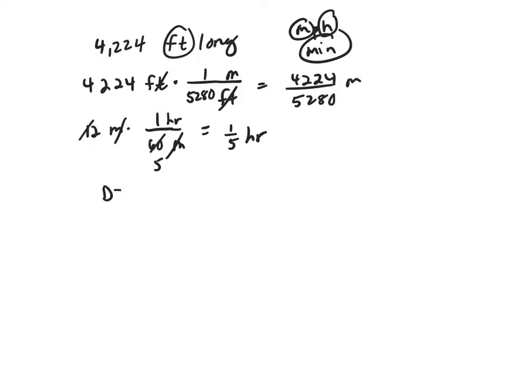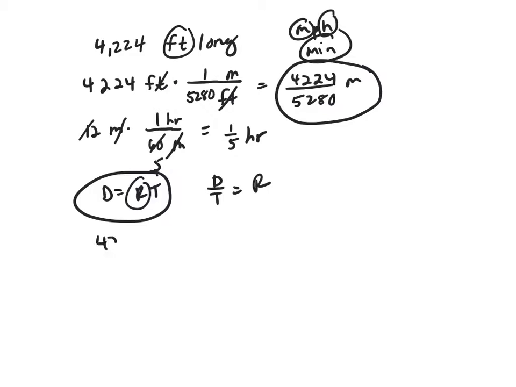Now, we know that distance equals rate times time, and we're trying to figure out the rate. So that means D over T equals rate. I don't think I want to do it like that. Let's use this formula here. Distance, which is miles, that's 4,224 over 5,280 miles equals R, what we're trying to find, times 1/5 hour.